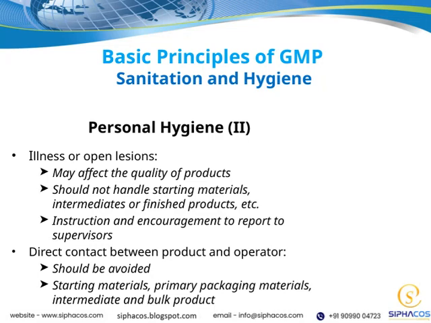Now, let's talk about personal hygiene, which is a crucial part of maintaining good manufacturing practices. When we have illness or open lesions, it's important to understand that these can significantly affect the quality of our products. For this reason, anyone with an illness or open wounds should not handle starting materials, intermediates, or finished products. Instead, they should report their condition to their supervisor immediately. It's vital to remember that direct contact between the product and the operator should be avoided whenever possible.